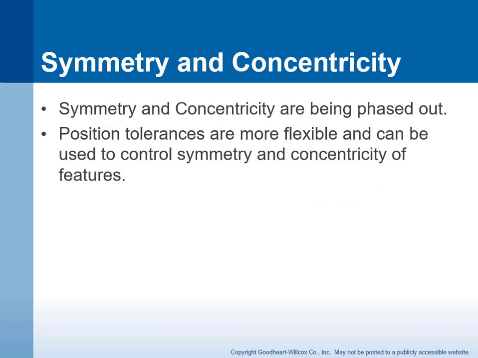And then we're not really going to talk about symmetry and concentricity. They're being phased out in GD&T. Position tolerances are a lot more flexible and can be used to control symmetry and concentricity. So in the future, symmetry and concentricity are not going to be part of GD&T. We're just going to use positional tolerances.